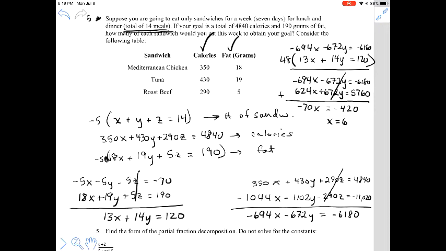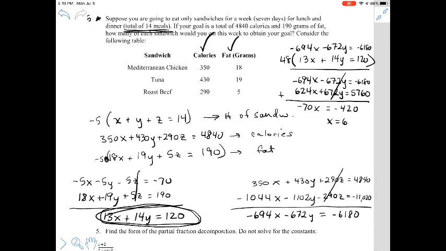So 6 Mediterranean chicken sandwiches, and then we can go back. Can we go back to the beginning with just one variable? No, we have to go back to the second one. You gotta backtrack. So I'm going to use this one here.